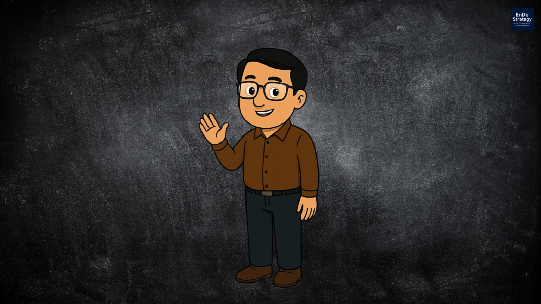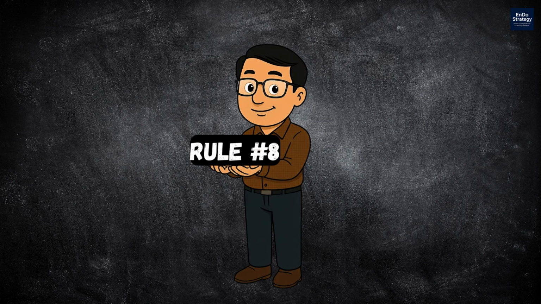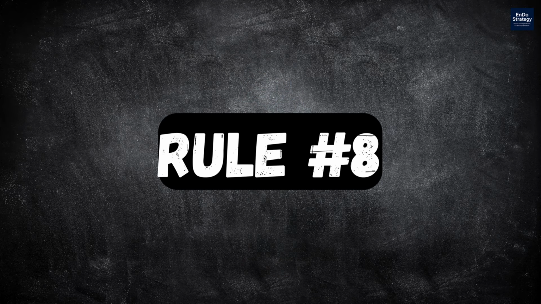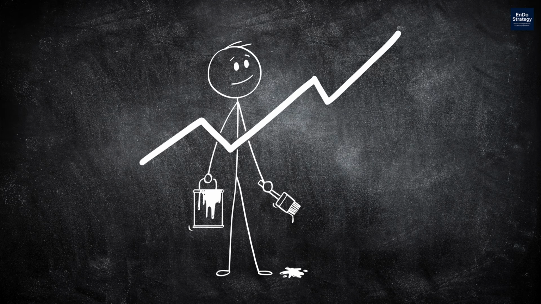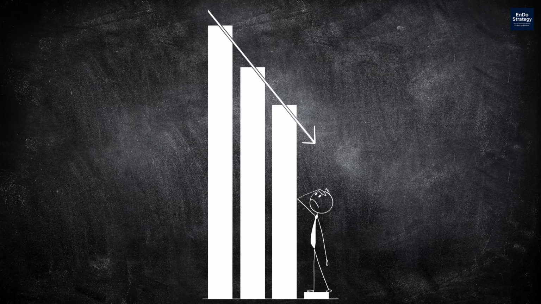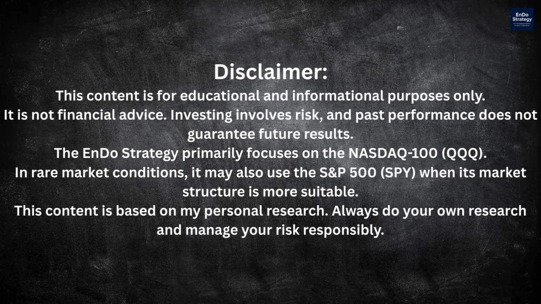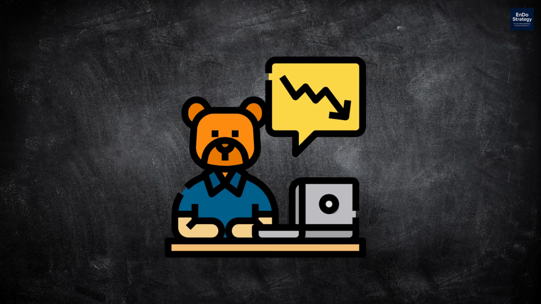Hello everyone. Rule number 8 of the EnDo Strategy is about how to identify when an uptrend begins after a downtrend has ended.